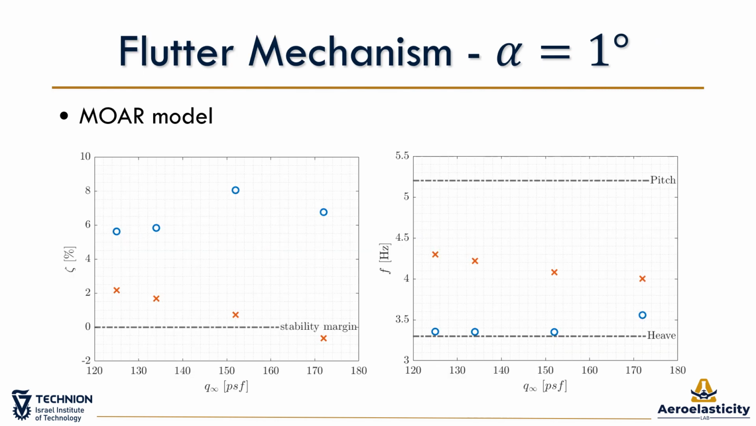The aeroelastic system parameters were obtained using the MOAR model. You can see in this slide the frequency and damping as function of the dynamic pressure for 1 degree angle of attack. As shown earlier, at 172 psf, there is an unstable aeroelastic branch with negative damping, and the response is diverging. From the frequency variation, we observe that at pre-flutter conditions, as dynamic pressure increases, the frequency of the pitch aeroelastic branch is decreasing. Based on the coalescence of the frequencies of the two aeroelastic branches, we conclude that the BSCW experiences a conventional 2-DOF heave-pitch flutter at this angle of attack.